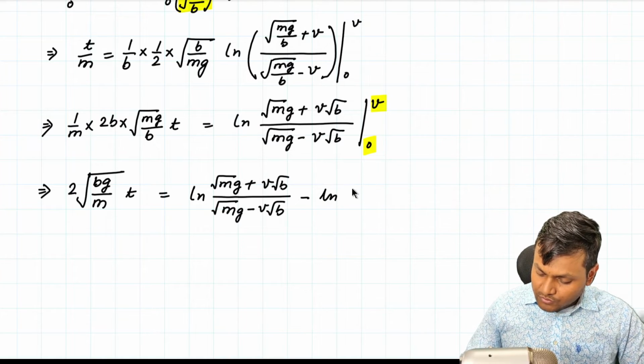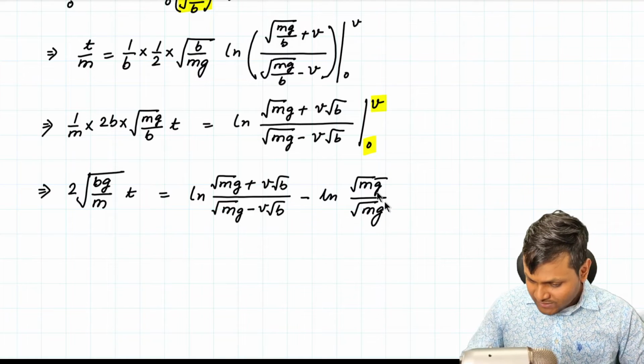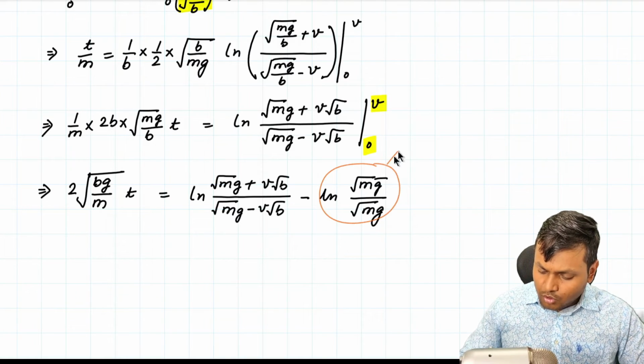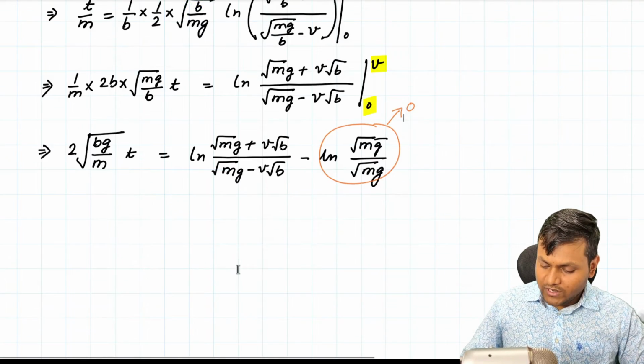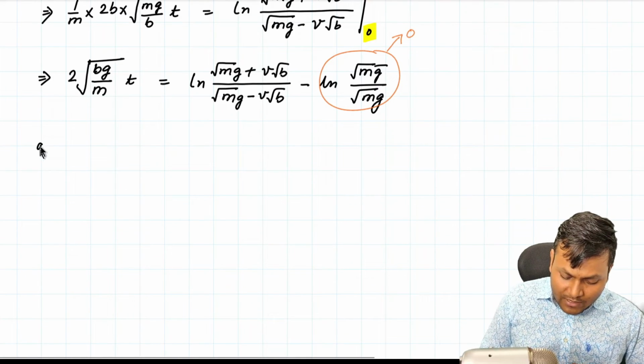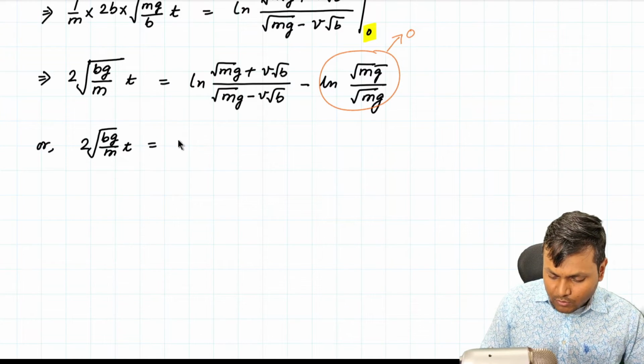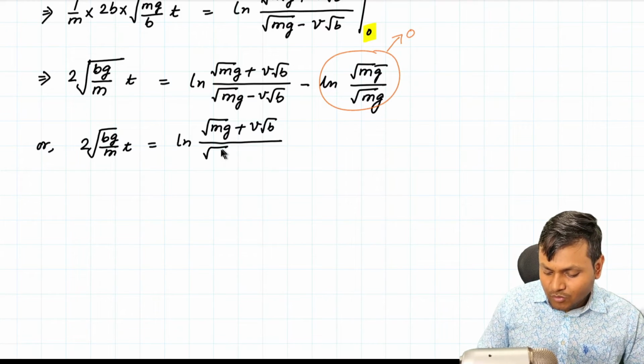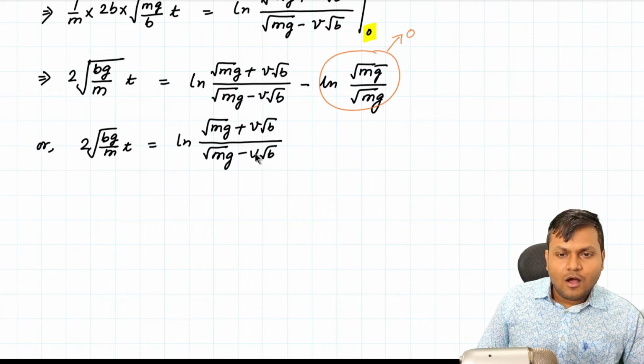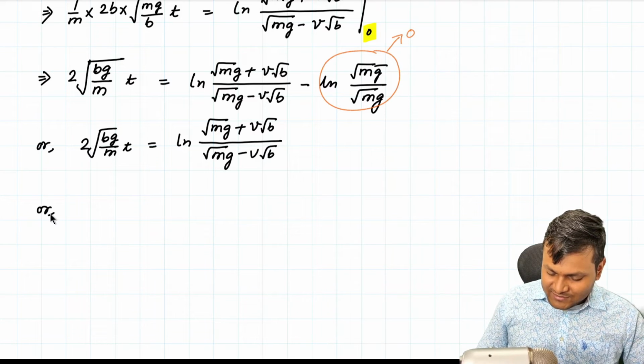If v is equal to 0, I have root over mg here and root over mg here. So what is ln 1? So this term will automatically go to 0. ln is equal to 0. So finally I am left with 2 root over bg upon m t is equal to ln root over mg plus v root b and root over mg minus v root b. The expression may look complicated, but it's not that difficult if you follow the steps.